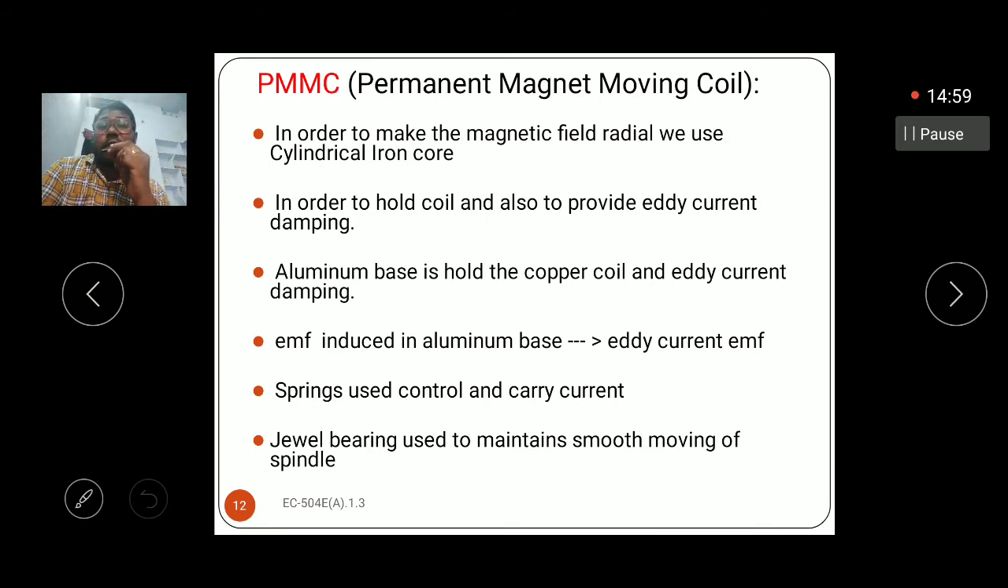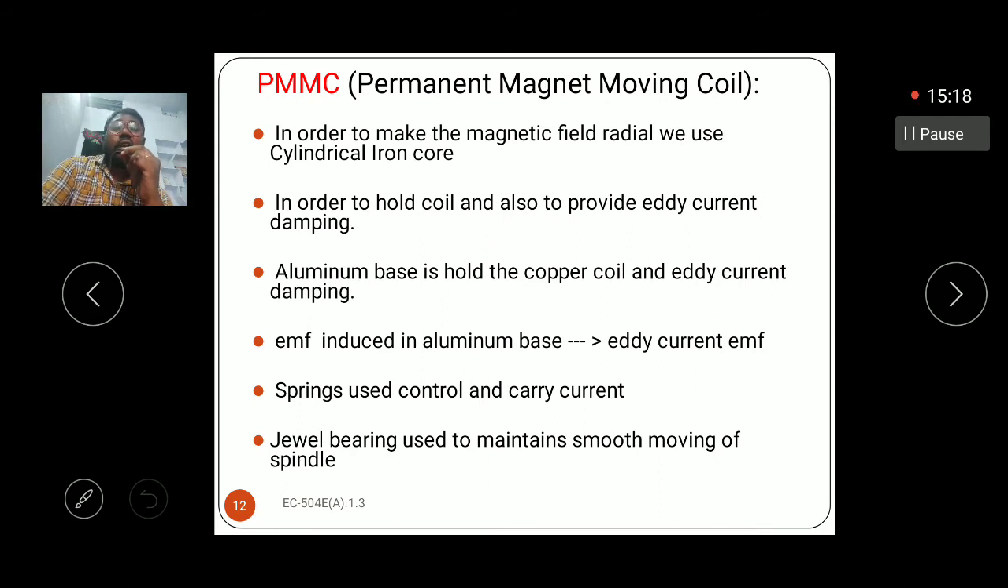And one more important part is the springs. The springs are used to control and carry the current. The two springs are connected to both ends of the coil. That means the springs control and carry the current, and the current is carried by these springs only.